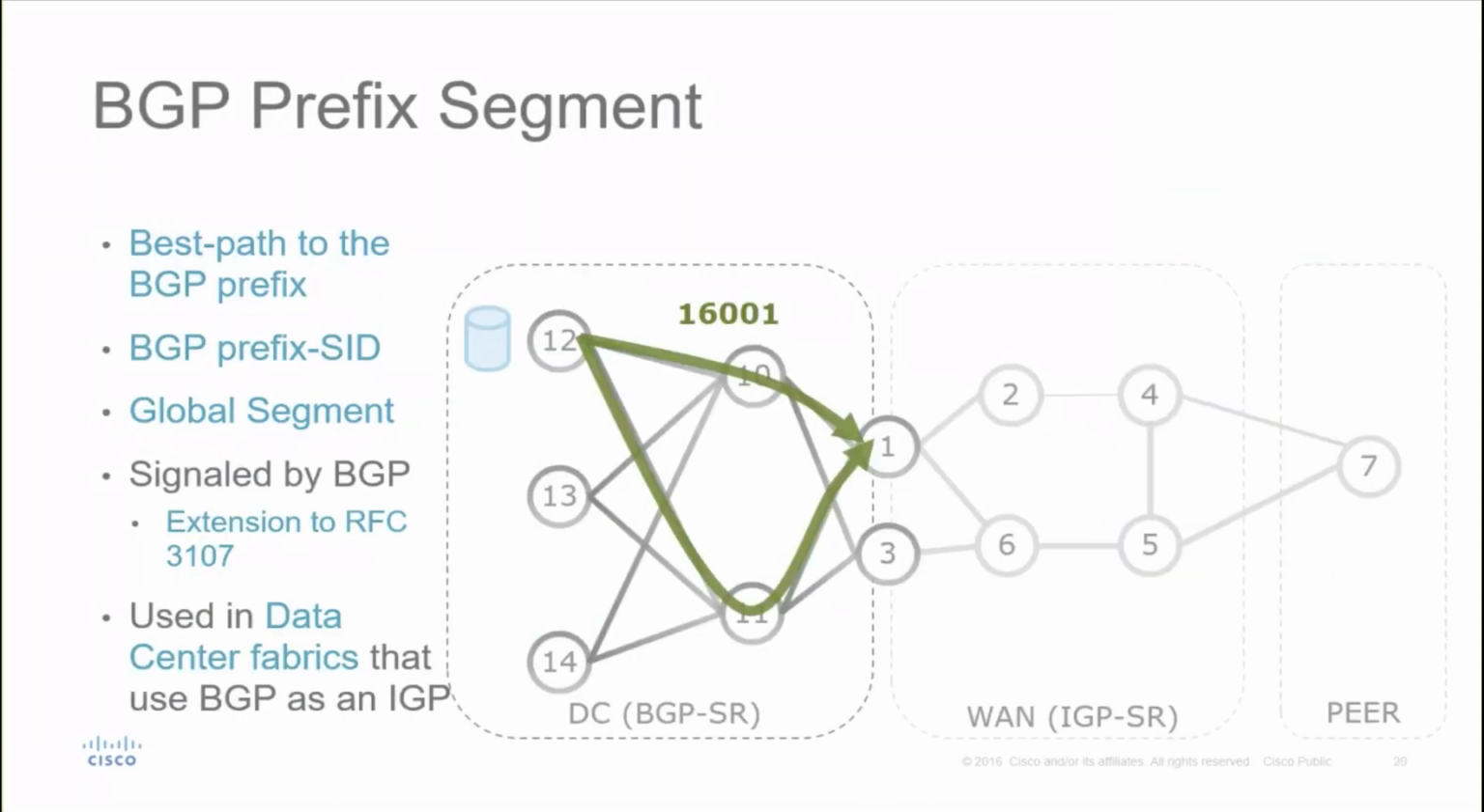Well, but not only IGP can signal segments, also BGP can. And now we go into what we call a BGP prefix segment. It's basically a prefix segment identifier, or BGP prefix SID, advertised in an NLRI. For those of you who are familiar with BGP-LU or labeled Unicast RFC 3107, what was done at the IETF is we have added an extension to 3107, and the extension is basically a BGP prefix SID attribute.